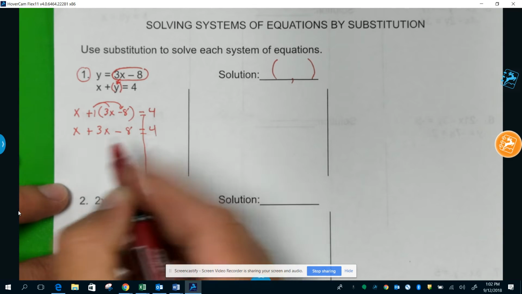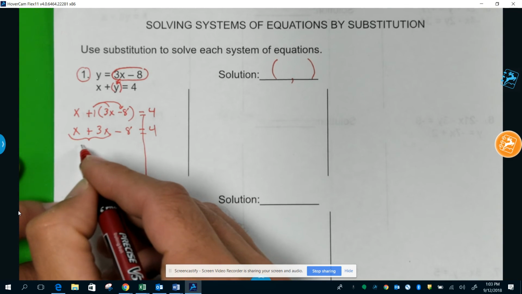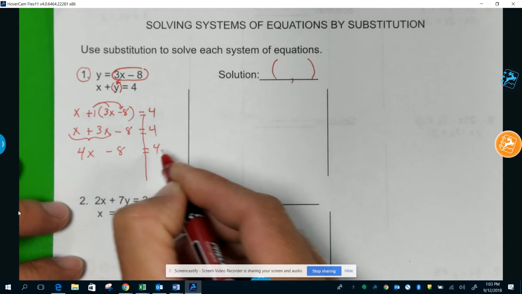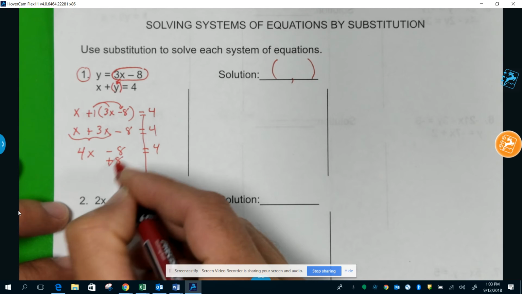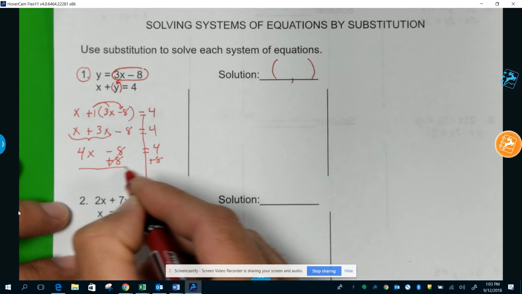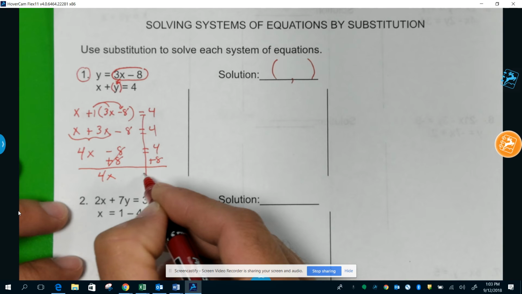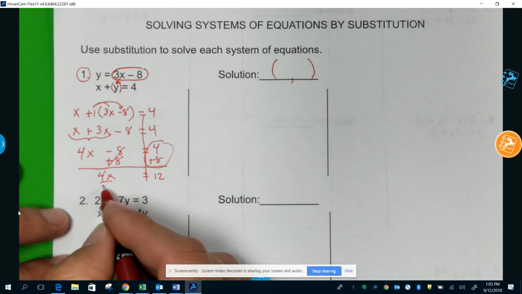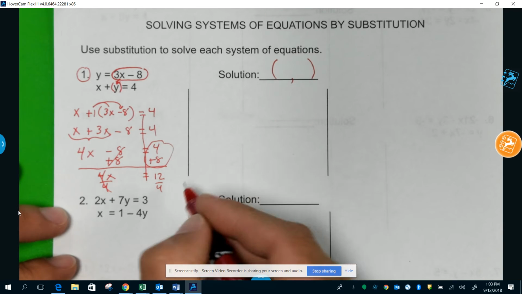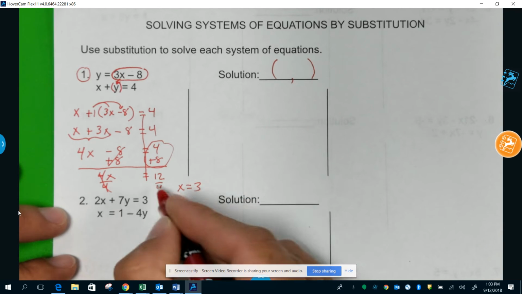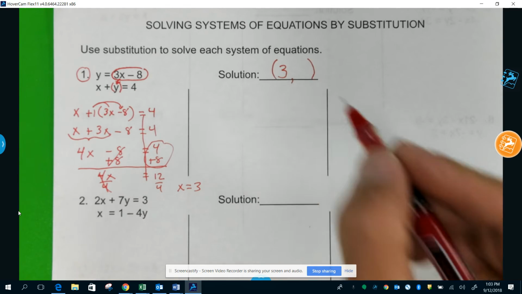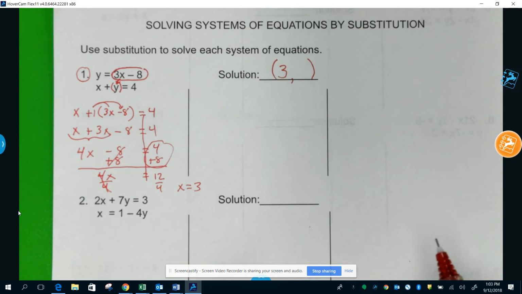And I'm solving for x. Combine my like terms here. So 4x minus 8 equals 4. Let's add 8 so we can isolate our x. And then 4 plus 8 on the right gives us 12. And then finally we will divide by 4 on both sides, and we will get x equals 12 divided by 4, which is 3. The x term always comes first in my solution. So if my x value is 3, now I need to solve for my y.